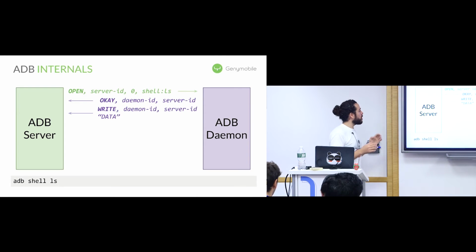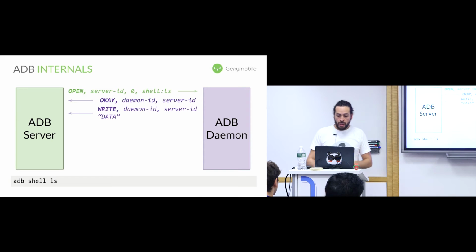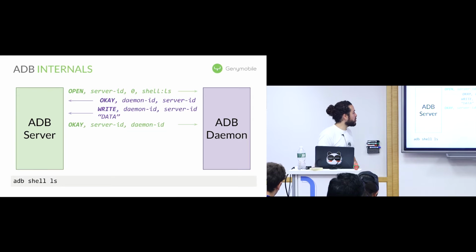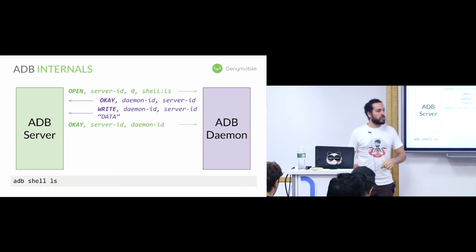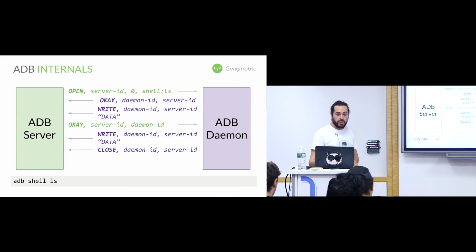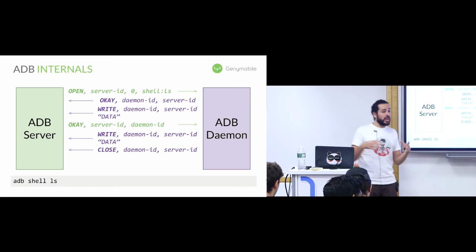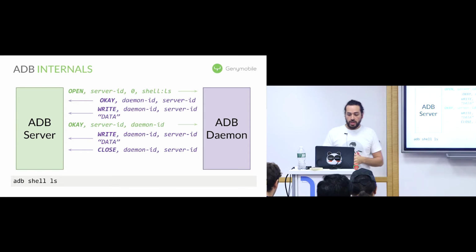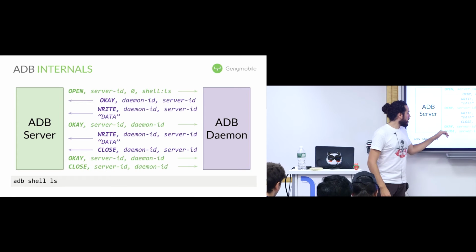So after answering OK, the ADB daemon will write data to answer the request the server was asking. And then the ADB server will answer OK. Each time a write is sent, the server will answer, OK, I got your information. So the daemon will send new information, so a new request with write and a new payload of data that will be handled by the server. And then it will close the connection with this other command, close. The ADB server will answer OK again to the write data, and close to the close.